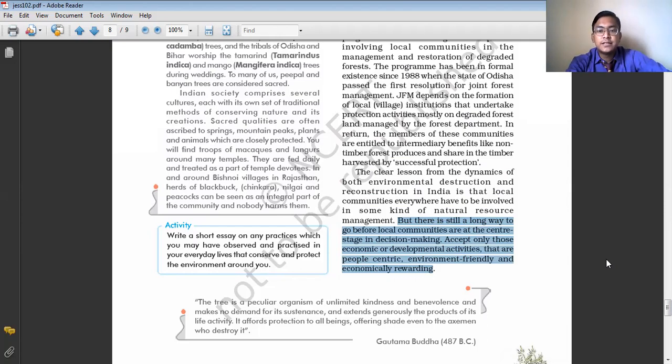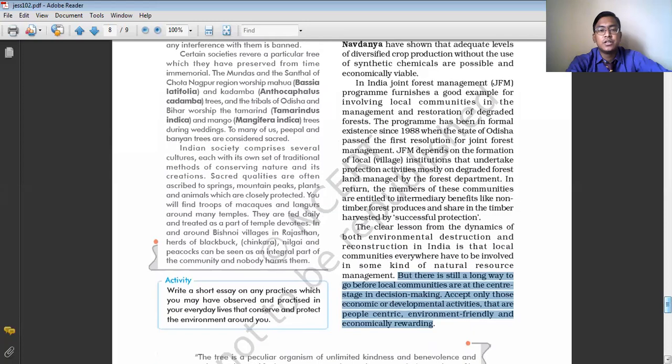Basically, this involvement of the local communities will help them to be self-sufficient and earn their livelihood. Even the policies of the government must be people-centric, environment-friendly, and economically rewarding, so that the local communities also find it interesting to participate in this kind of activities. So this is the community and conservation topic, and the conclusion of this entire chapter.